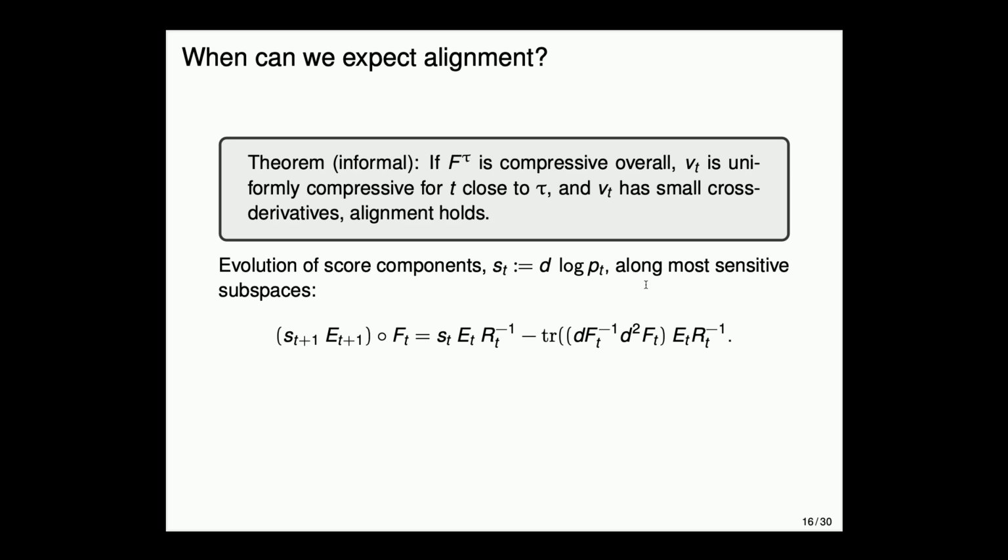And further, it is interesting to project the score onto these E_t's. Okay, so this is a projection, just the dot product of S_t along E_t, and if this goes to 0 as time increases, that's when you have alignment. What does this going to 0 mean? It means that the score is orthogonal to the most sensitive subspaces.